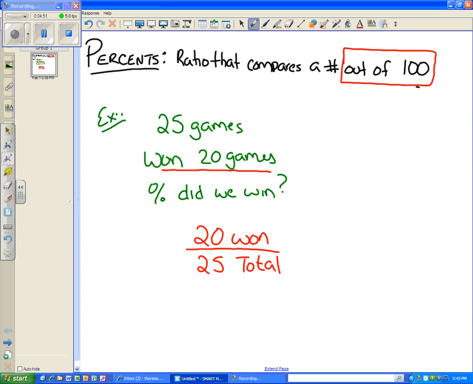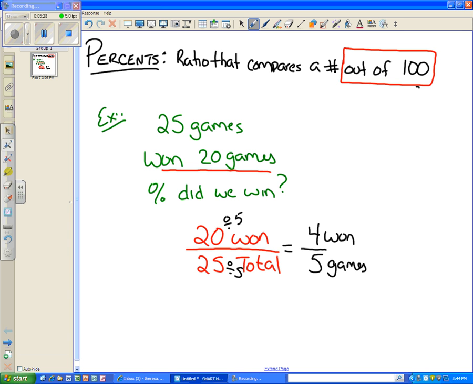So the first thing that I notice when I look at 20 out of 25 is that I can simplify that. So I can make the numbers a little bit smaller, so it makes it a little bit easier for me to understand. I can divide the top and the bottom by 5, since 5 is their common factor. So 20 divided by 5 is 4, 25 divided by 5 is 5. So that tells me that I won 4 games out of 5 total games. So for every 5 games I played, my team won 4 games.